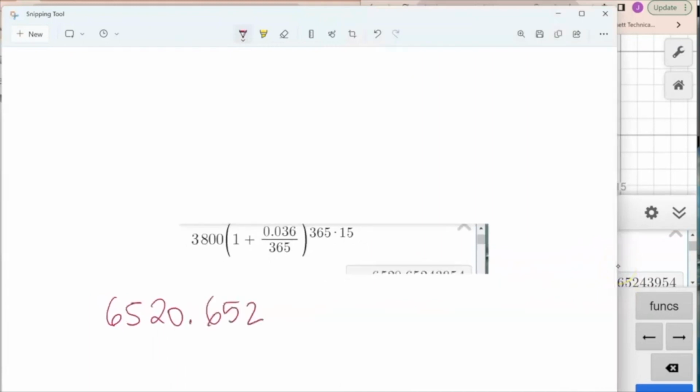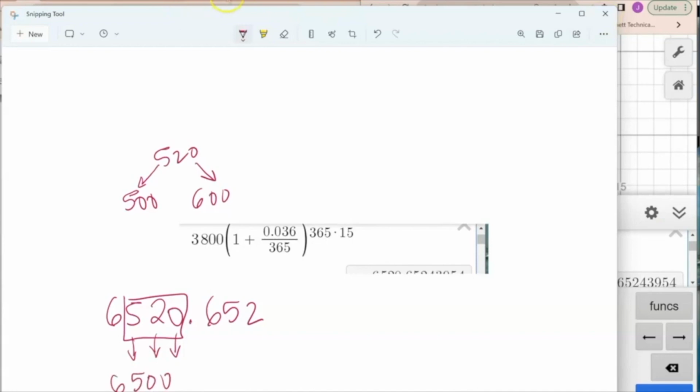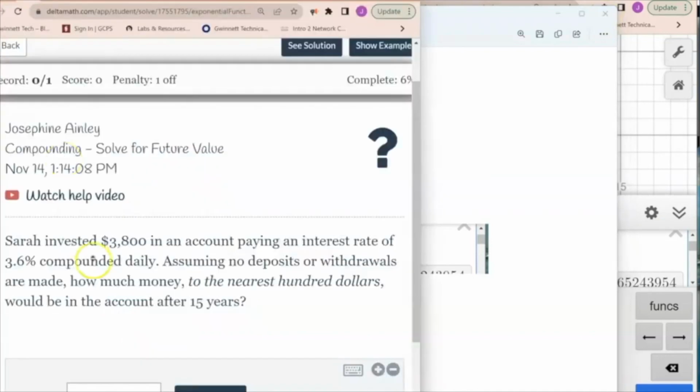6,652. To the nearest $100, again, this is your ones, your tens, your hundreds. So nearest $100, we're concerned about this number right here. We are between $6,500 and $6,600. Where is 52? Is 52 closer to 50 or is it closer to 100? So hopefully you said it's closer to 50. So that's going to be $6,500.